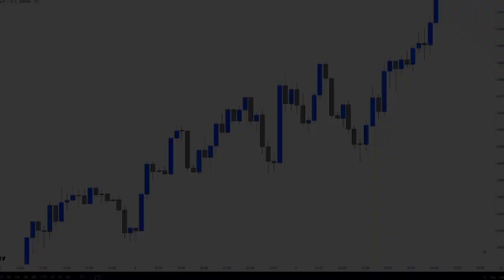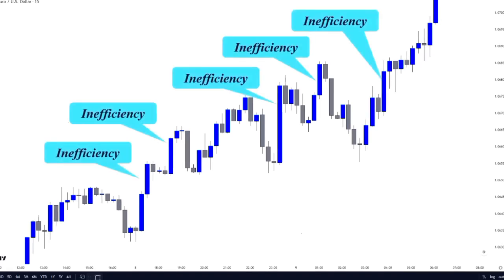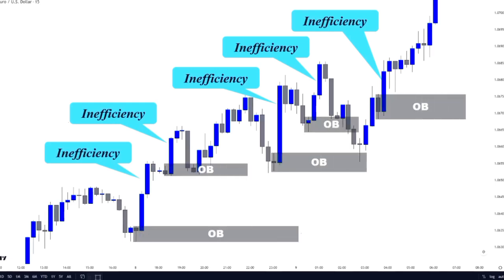Here on the EUR/USD 15-minute chart, let's spot the order blocks. Starting from the left, these are the areas where we have clear inefficiency on the chart. So we mark the candles that created the inefficiency as our order blocks if they lead to a break of structure or change of character. So all of them are considered valid order blocks according to our rules.